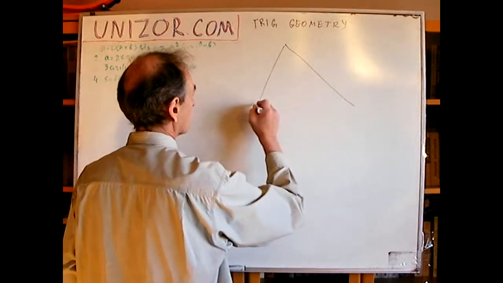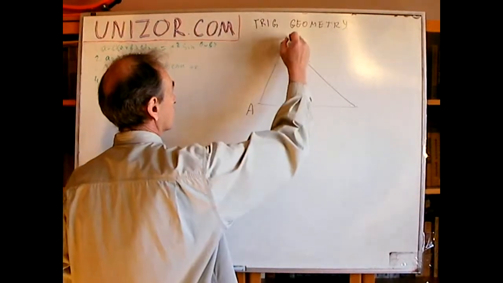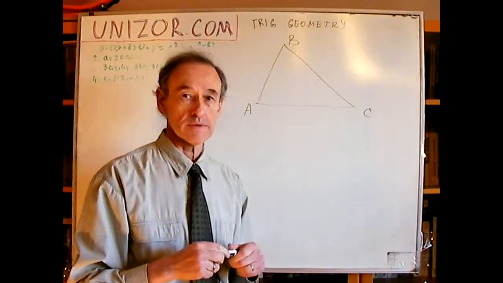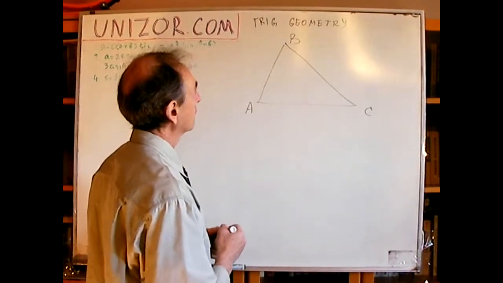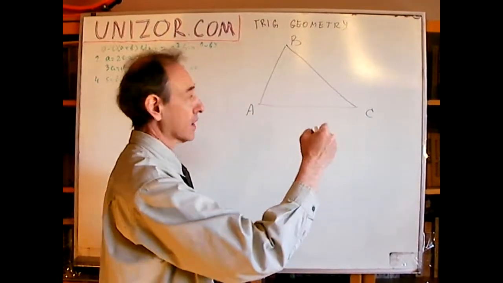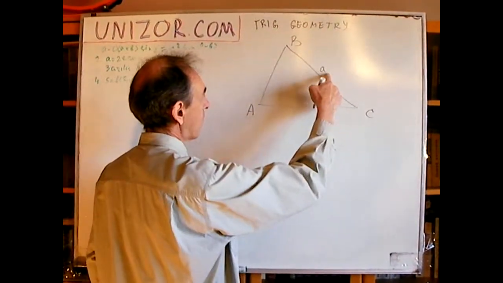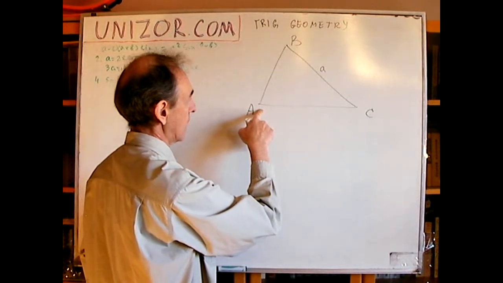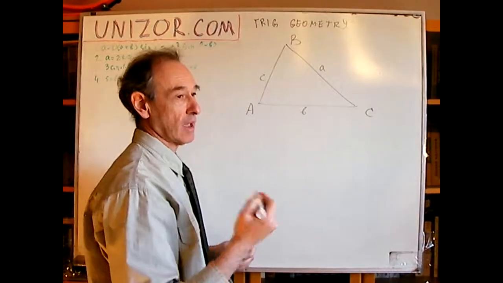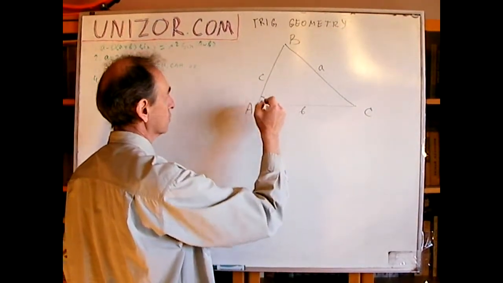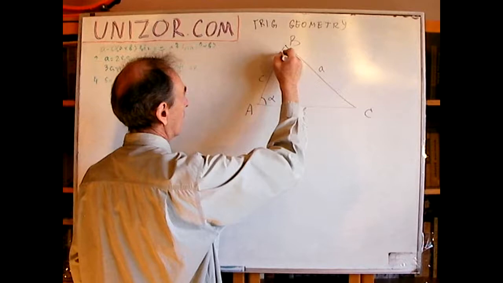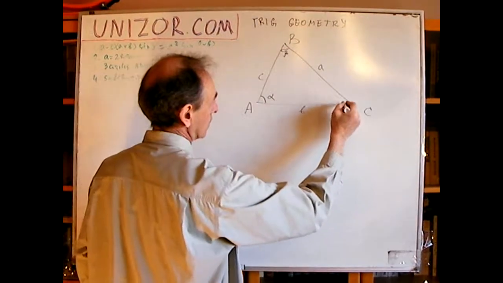If I have a triangle, my usual way of calling the vertices is with capital Latin letters. Now the sides will be called with the corresponding lowercase letters. The side which is opposite to vertex A will be called lowercase a, lowercase b, lowercase c, and for the angles I will also use the sequence of similar letters in the Greek alphabet, which is alpha, beta, and gamma.